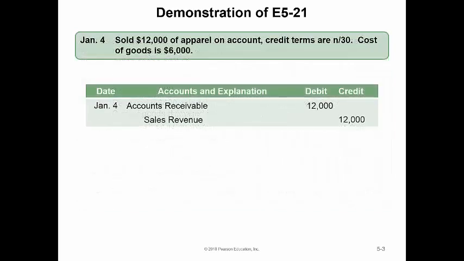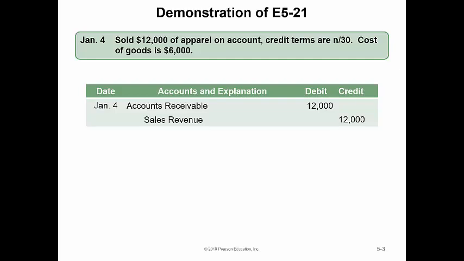Okay, the first example we have is on January 4th. We sold merchandise for $12,000 that cost us $6,000. We did this on account. The terms were credit, net 30. That's what N30 means. You have to pay the full bill in 30 days.